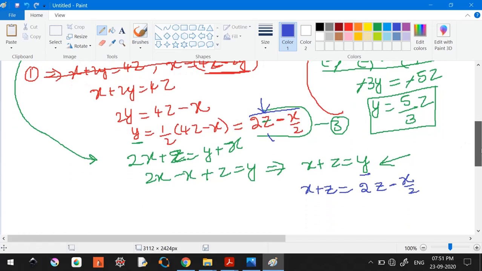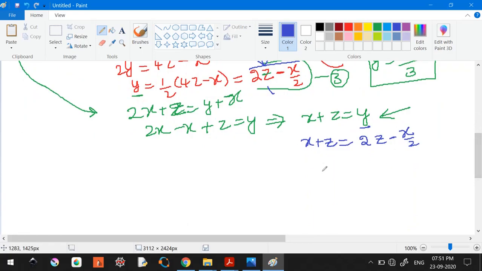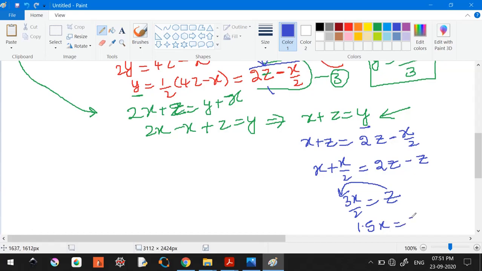I hope you got this. Okay, so I will take x to one side: x minus x by 2 will become plus x by 2, is equal to 2z plus z, that side is going to be minus z. So x plus x by 2 is 3x by 2, and 2z minus z is going to be 1z. So which means 1z is equal to 3 by 2 times x. 3 by 2 is nothing but 1.5x is going to be z.